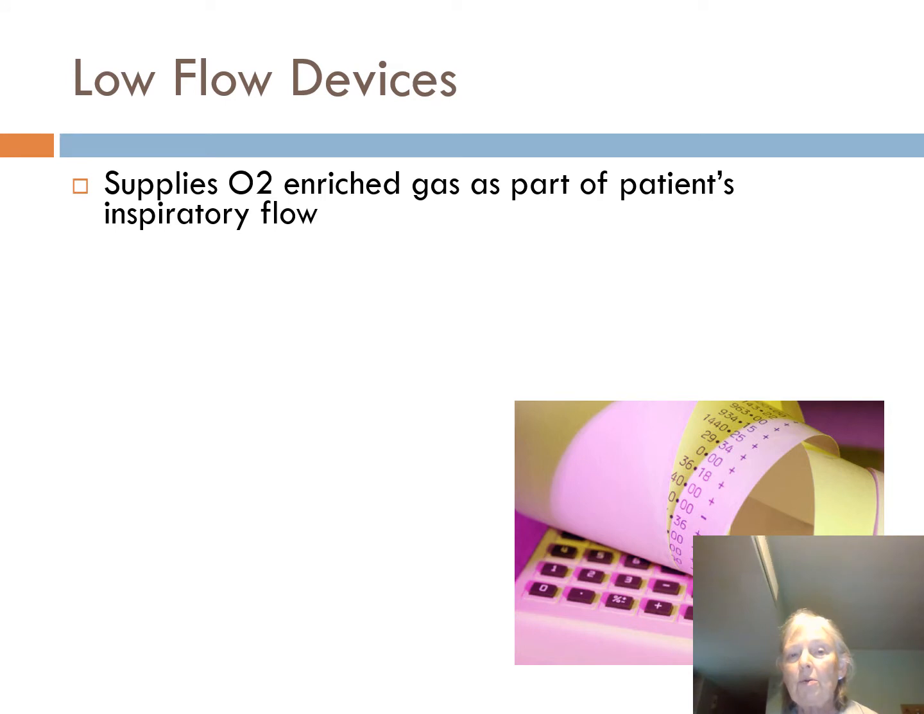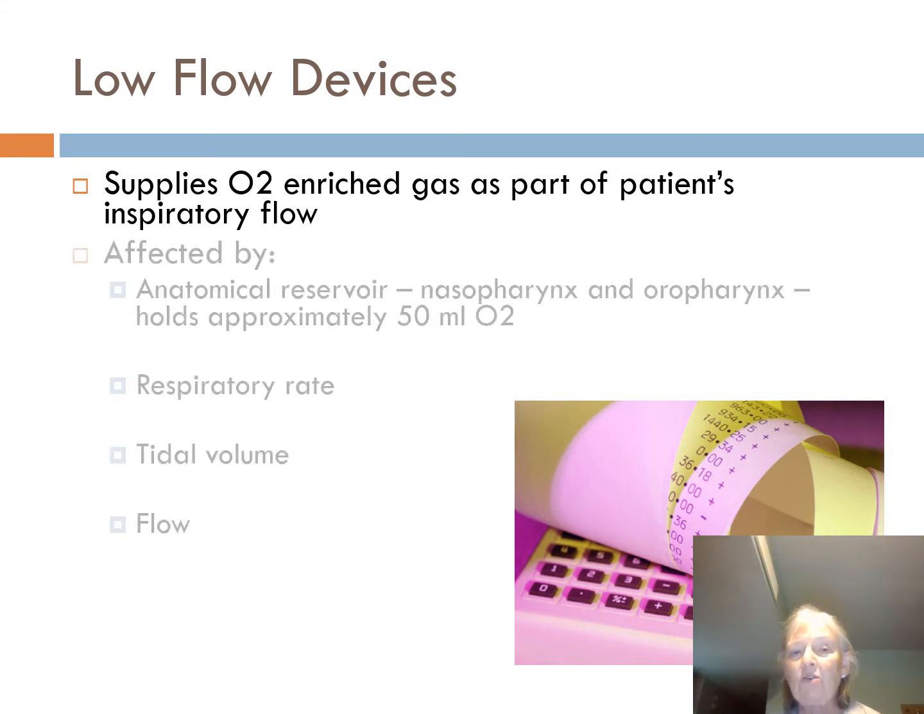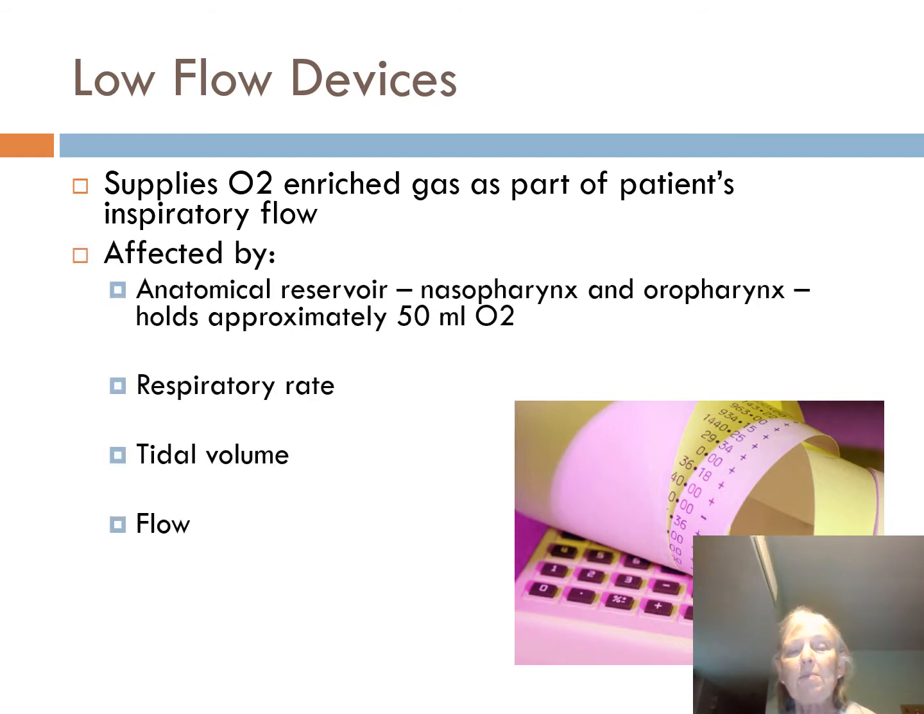It supplies O2. The low flow devices supply O2 rich gas as part of the patient's inspiratory demands or flow. It's affected by four things, and these were at the end of the last PowerPoint, and that's your RAFT: your respiratory rate, your anatomical reservoir, and sometimes people will say anatomical dead space, tidal volume, and then the flow from the flow meter.